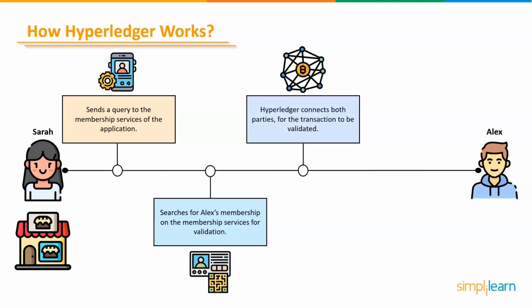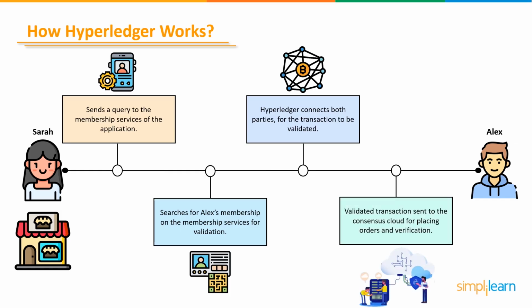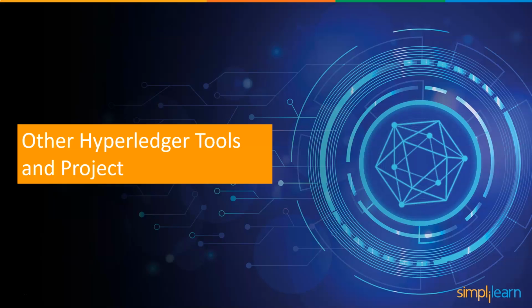Now after that, Hyperledger connects both parties, Alex and Sarah. Both of them will now generate a result which needs to be the same for the transaction to be validated on the two-party agreement. Now the validated transaction is then sent to the consensus cloud for placing orders, and these orders are then sent to the connected peers and then being verified by them according to the ledger. Once it is approved by the consensus cloud, Alex finally receives his birthday cake and then the transaction is committed to the ledger.